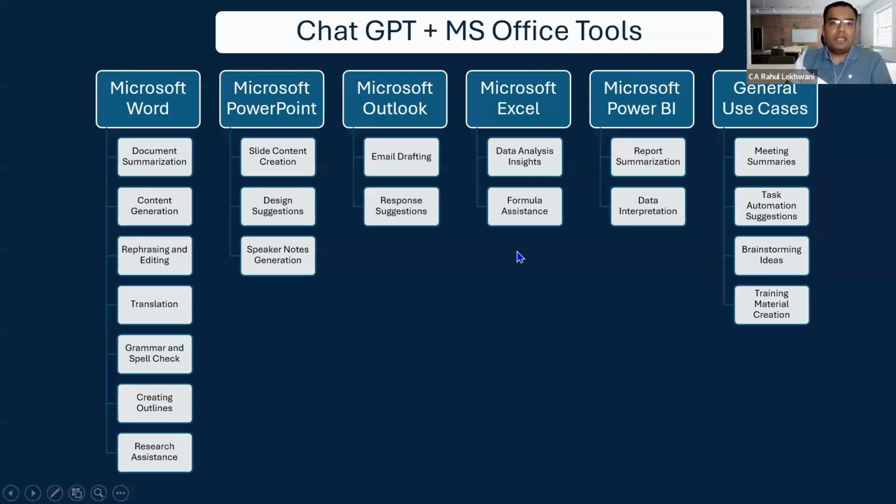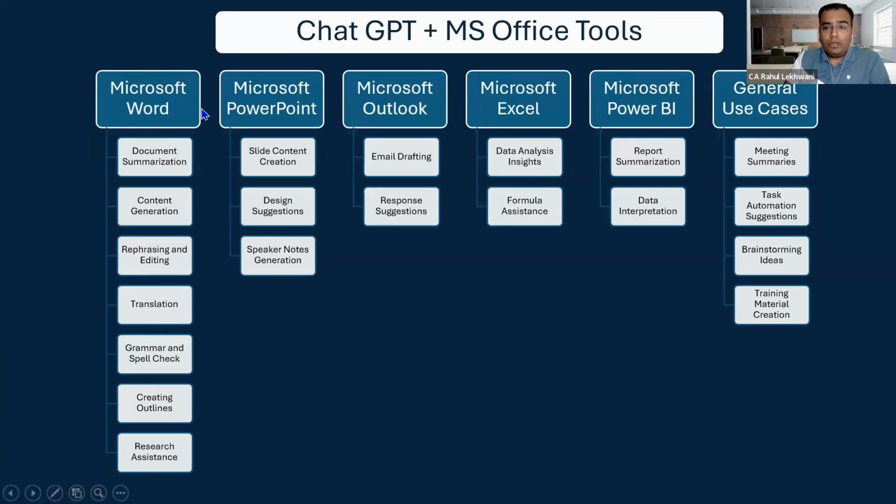Now, what we are going to see is how we can leverage ChatGPT with all the MS Office tools, that is Microsoft Office tools, right? So first of all, the first tool that we have is Microsoft Word, then PowerPoint, Outlook, Microsoft Excel, Power BI, and general use cases. As you can see, there are various different ways in which ChatGPT can help you create the content, summarize the content, and even help you create PPTs also.